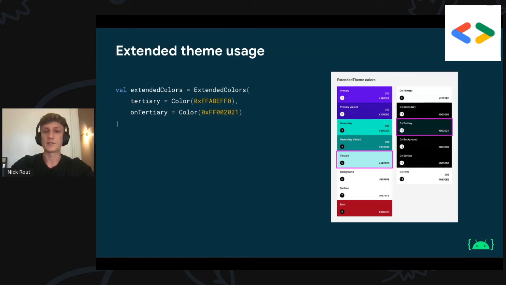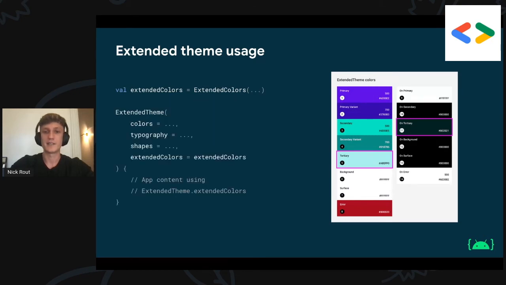So when we actually want to use this extended theme, we will create an extended colors instance, and we pass through some colors that you can see on the right, which the designer has provided. We then actually call the extended theme function and pass through the extended colors value that we've created. And then we can start using it in our app in any normal way, and in the same way that we would do material theme dot colors, we can now do extended theme dot extended colors.